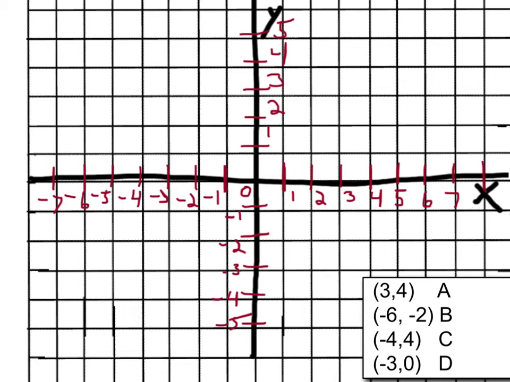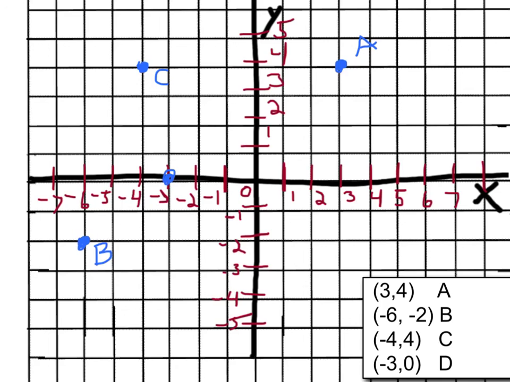Okay, so let's do A first. So that'll be 3, 4. So we want to go to +3, +4, which would go here, and then you label it A. B, we have -6, -2. It's down here, and that is B. C, -4, 4. It's up here, that's a C. And the last one, D, -3, 0, which is here.